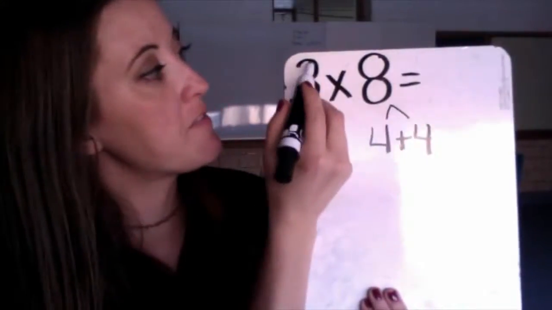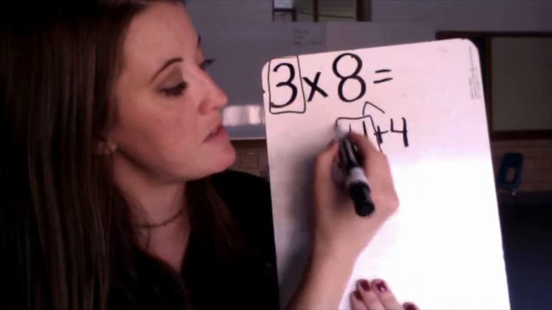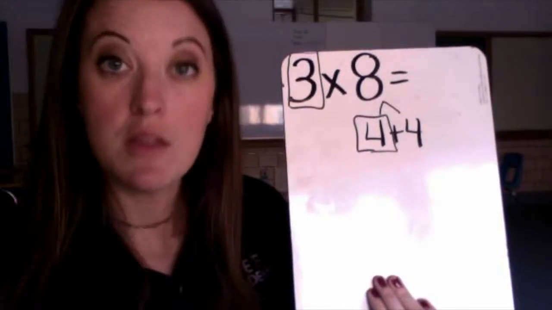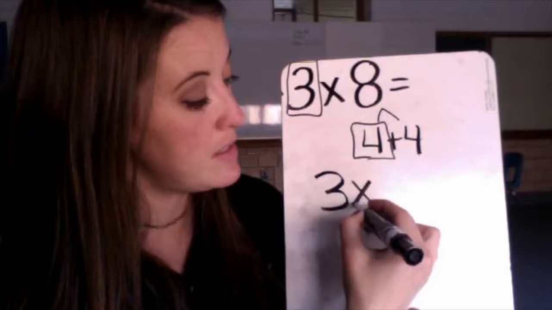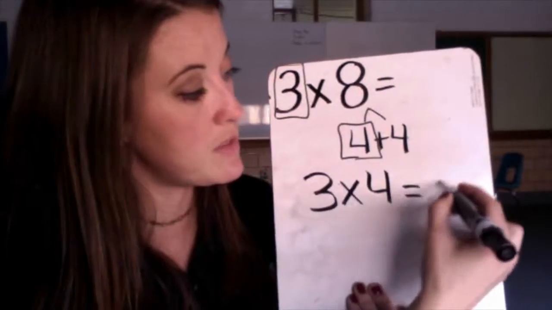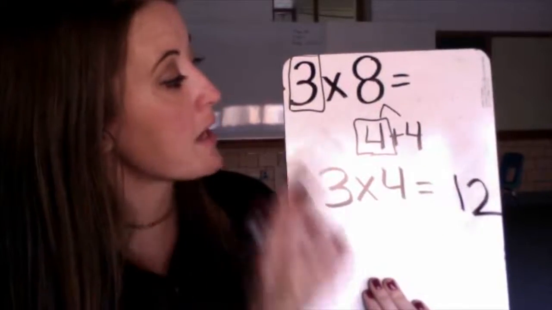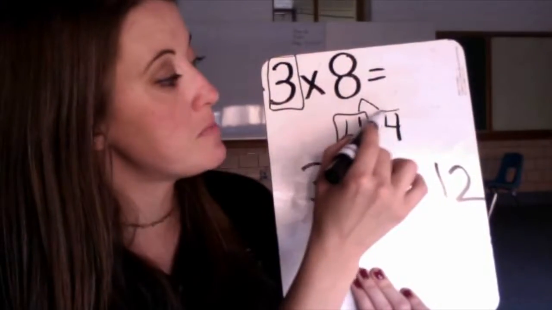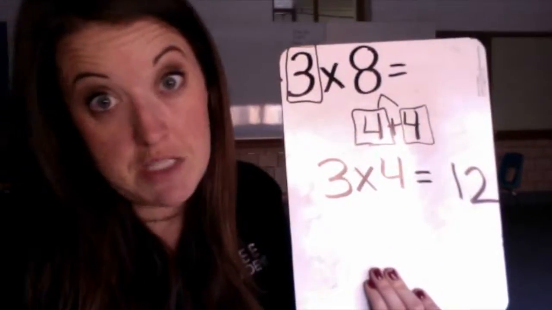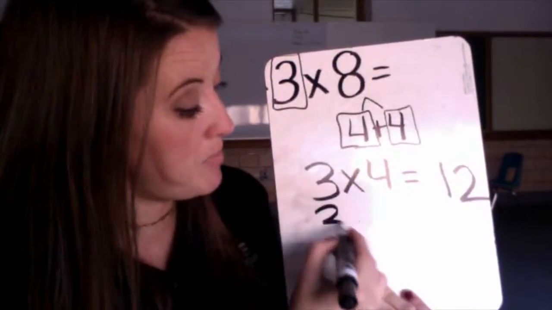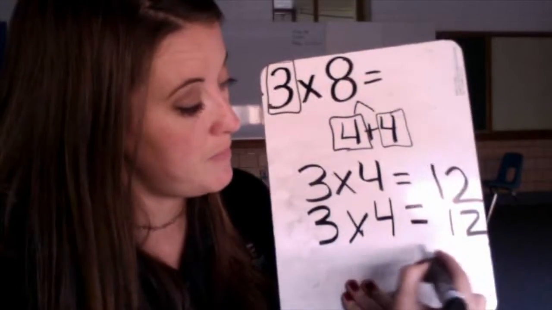Now I need to take my first factor, 3, and multiply it by my first addend, 4. 3 times 4 equals 12. So you're going to write 3 times 4 equals 12. Now I need to go back up to my first factor and now multiply it by my second addend, 3 times 4. That's what we just did, so let's write it again. 3 times 4 equals 12.